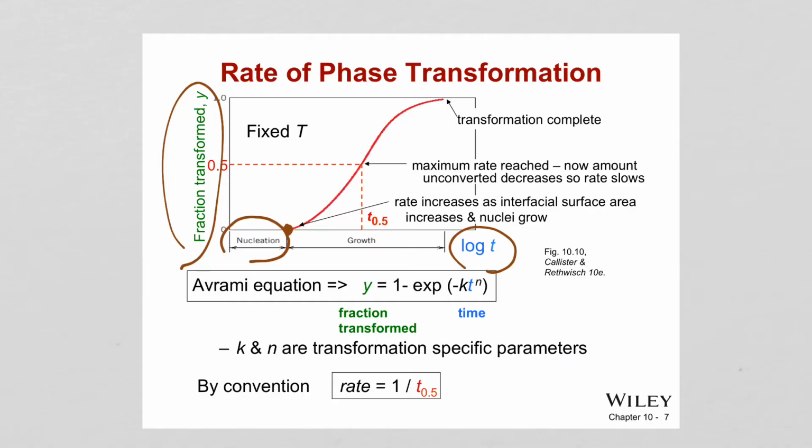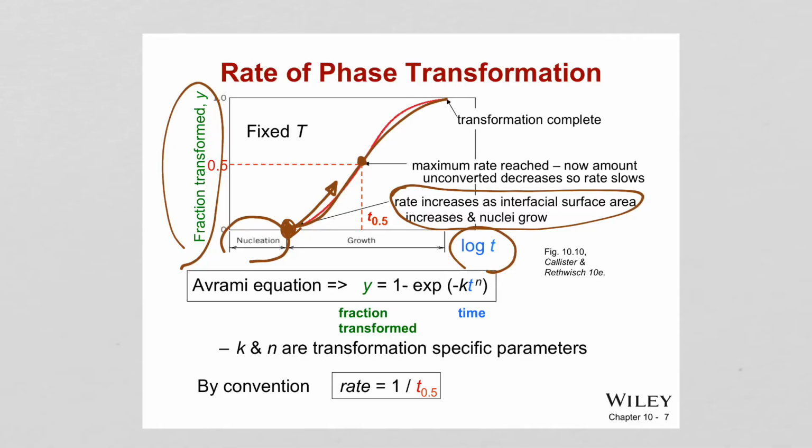And with the growth, of course, we will observe some material is transformed from one phase to another, and we will observe the fraction of that transformed material based on the physical property that we are measuring. And it's an S-shaped curve like this, as you can see, and it describes the time of the growth on the x-axis, and the y-axis gives us the information about the fraction transformed. So at this point right now, you can see that rate is increasing as the interfacial surface area increases and the nuclei grow. And when we come to this point, the maximum rate is reached.